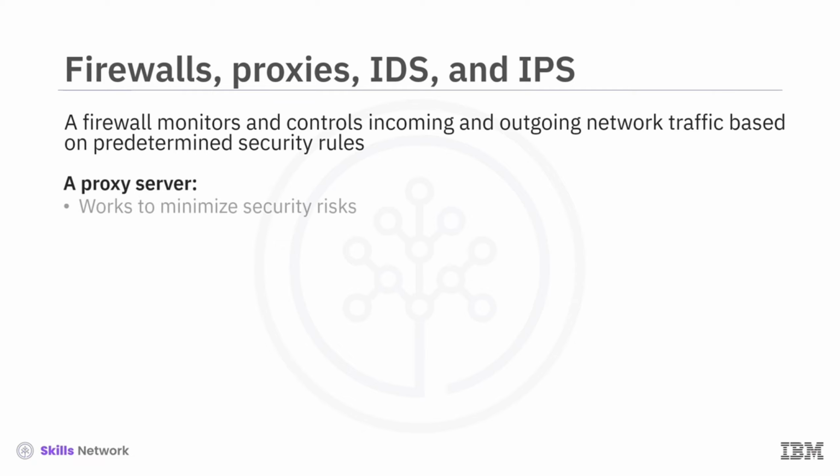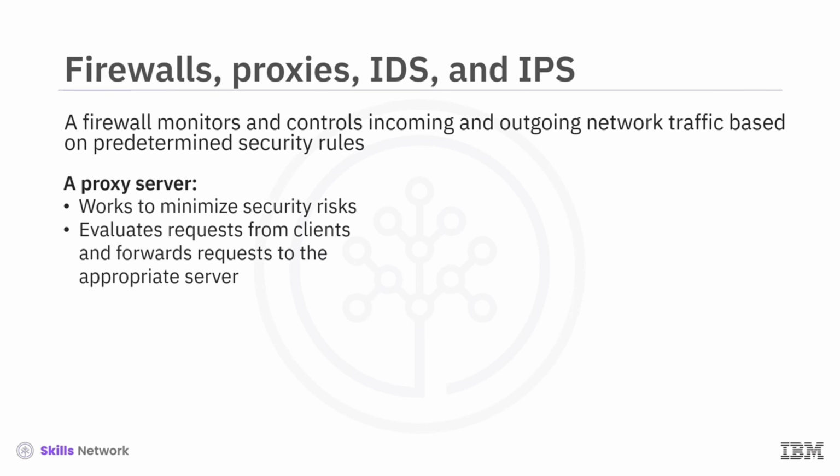A proxy server acts as an intermediary between a LAN and the Internet to minimize security risks. The proxy server evaluates requests from clients and forwards them to the appropriate server if those requests meet preset security requirements. Proxy servers hide an IP address. If an IP address is hidden, it cannot be tracked.